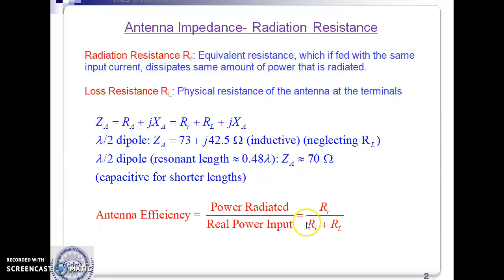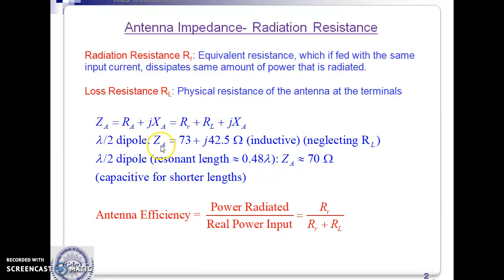Accordingly, we have a term for antenna efficiency, which is basically the radiation resistance divided by the total resistance, often expressed as a percentage. The impedance of the antenna, the real part, will be the radiation and the loss resistance put together. Usually, the antenna has some reactive component that could be inductive or capacitive.